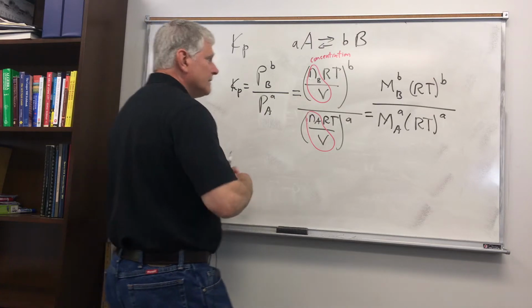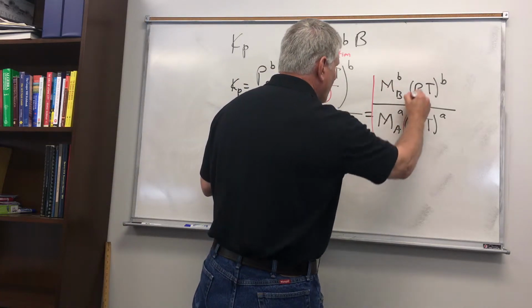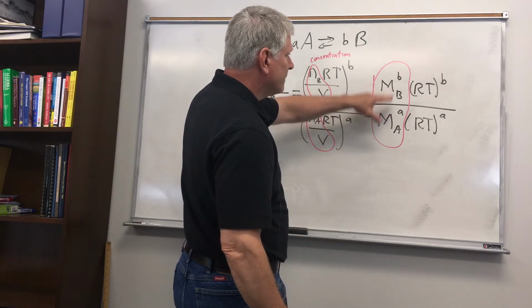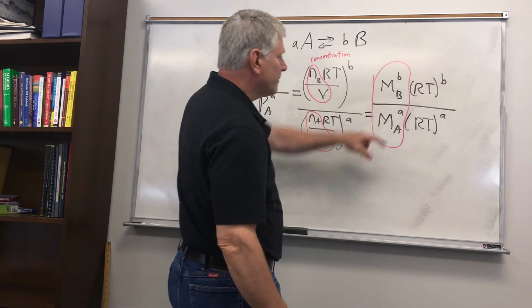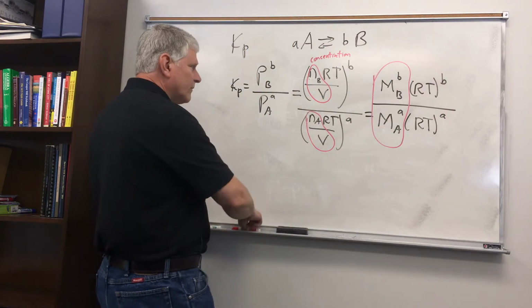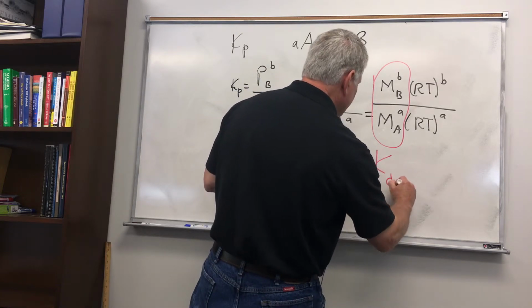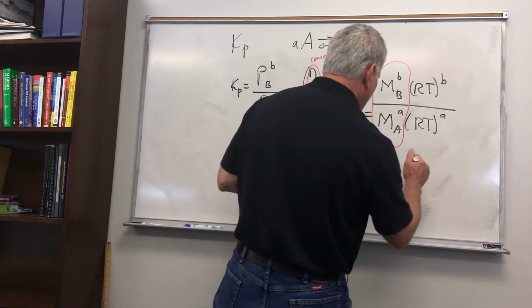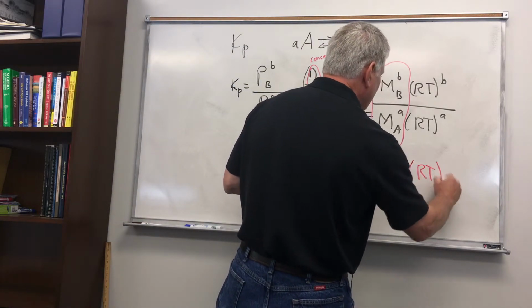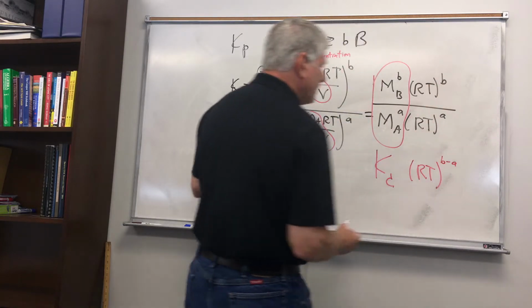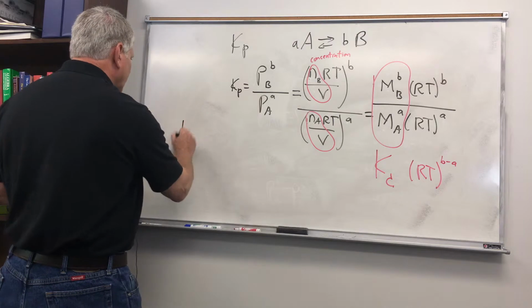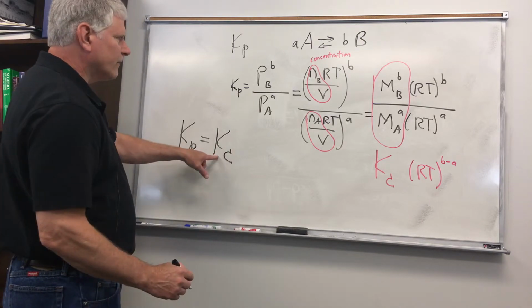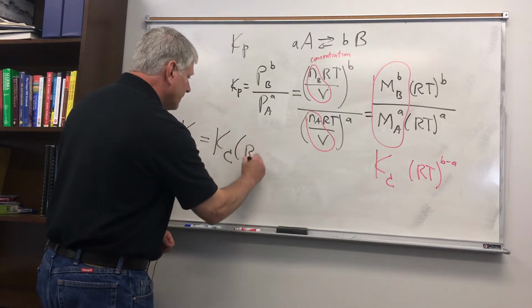So now this right here is the concentrations of the product over the reactant. This is what we call the equilibrium constant in terms of concentration, so this would be Kc. And then what we have left over is RT to the B minus A power. So we can write our equilibrium constant in terms of pressure is equal to the equilibrium constant in terms of concentrations times this factor.